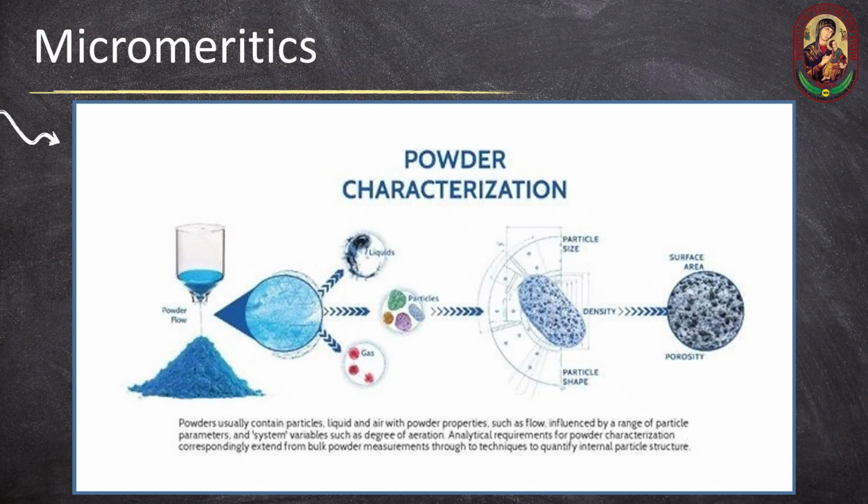We analyze both the bulk properties, like powder flow, and the individual particle properties, such as internal and surface structure. Key characteristics include powder flow, which tells us how easily it moves, particle interactions, which show how particles respond to each other, and surface properties, like surface area and porosity, which directly affect dissolution and blending.